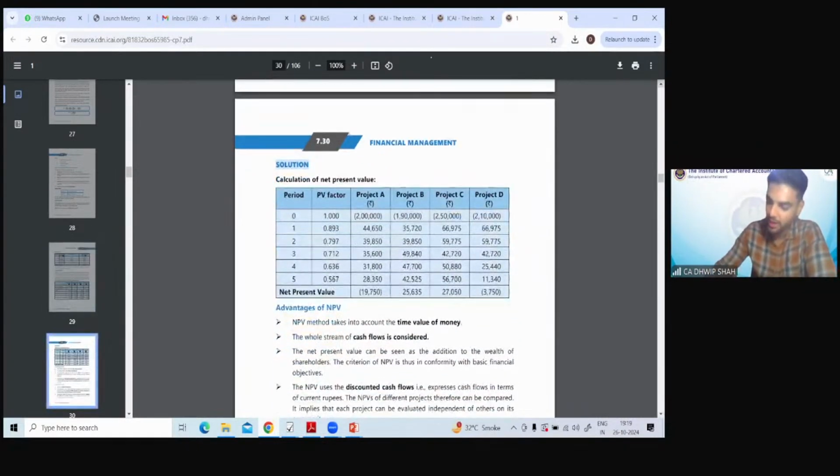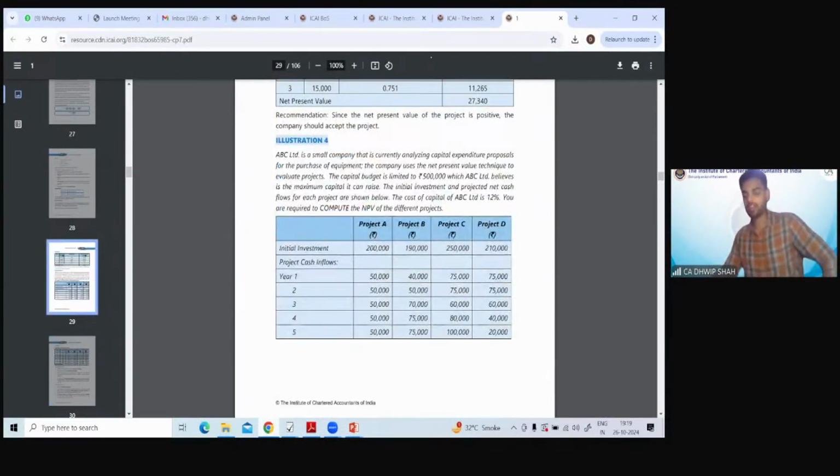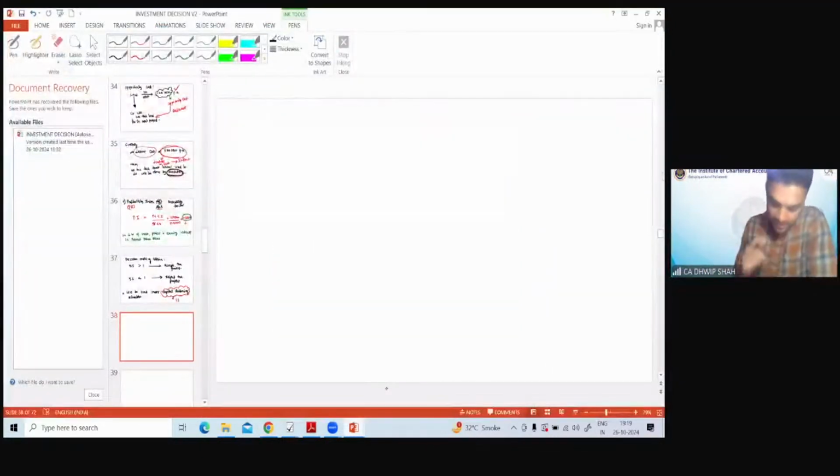Okay, and we need to calculate NPV. Discounting factor is not given. In absence of discounting factor in the question, anyways we know how to calculate that. So let's solve. One divided by 1.12. What is this 12%? Ko is 12%. Discounting rate is 12%.